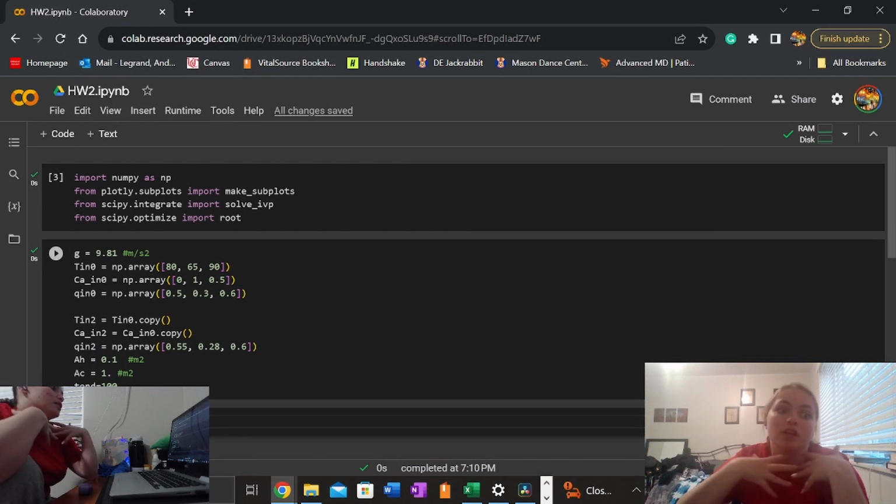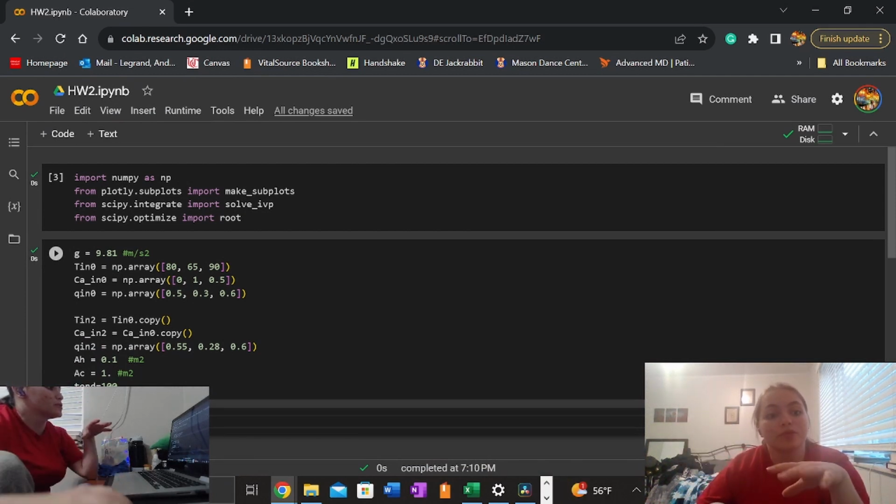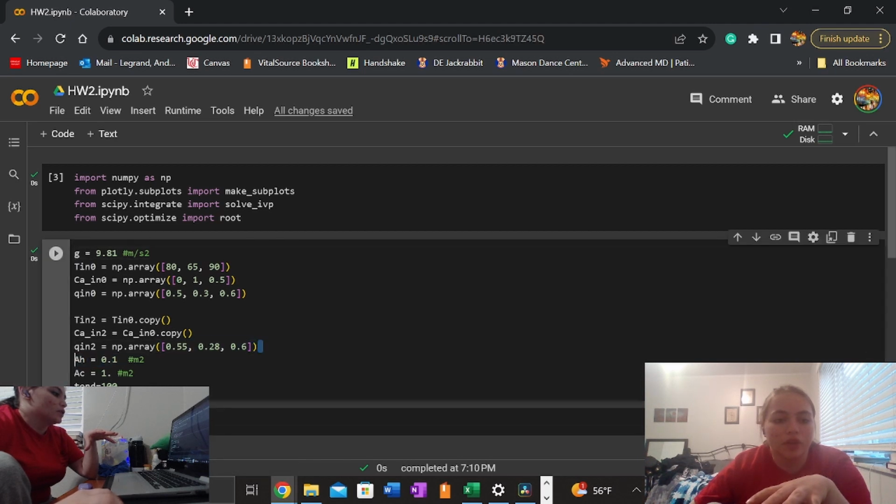Now we are going to code this in Google Colaboratory. I've already imported all of my general coding stuff, so NumPy, subplots, solve_ivp, root, all that jazz, and then we have all of our initials and constants. So we have the gas constant and all of the initial values for each flow in the form of an array. This is the first flow, this is the second flow, this is the third flow, and then these are for when our flow of the second one changes, but everything else stays the same.